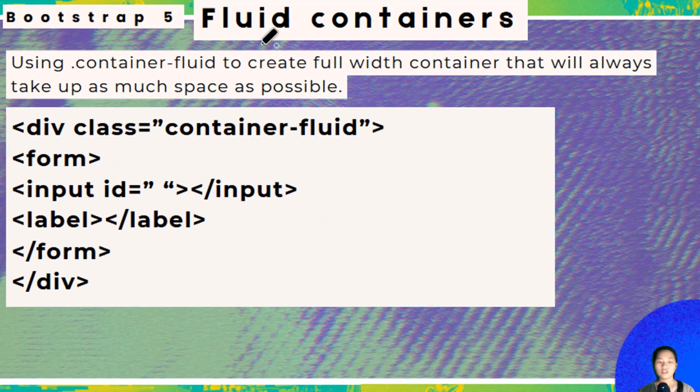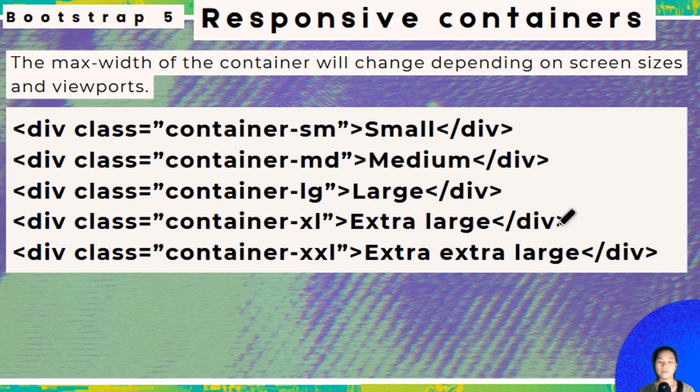Okay, moving on to fluid containers, the container-fluid class to create a full width container. Full width meaning it'll take up as much space as possible. I have a div with class container-fluid, just like I said. Form, input ID, classic form syntax, label, form, and then closing of the div or division tag.